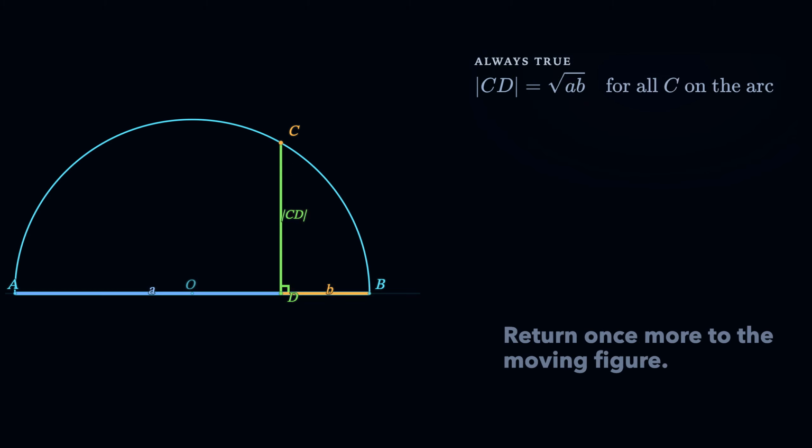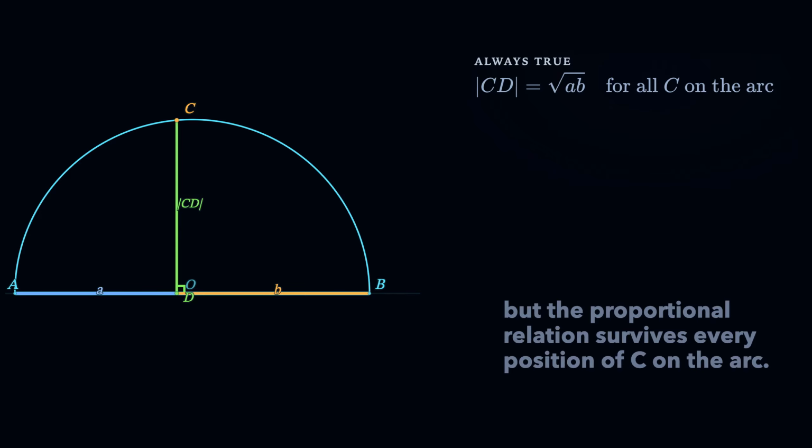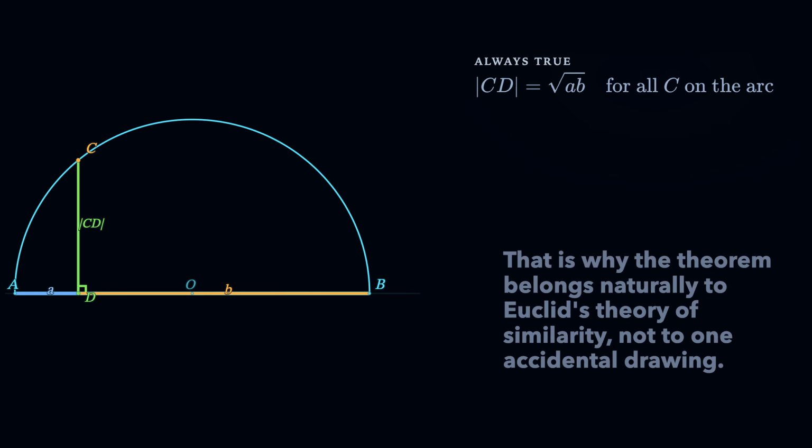Return once more to the moving figure. The two smaller triangles keep changing shape, but the proportional relation survives every position of C on the arc. That is why the theorem belongs naturally to Euclid's theory of similarity, not to one accidental drawing.